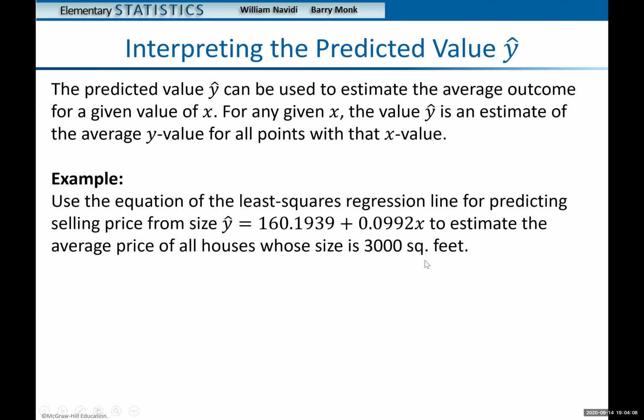So let's try this again using the same least squares regression line equation. Predict the selling price of a house whose size is 3,000 square feet. Do the same thing we did in the previous problem. This time, what is the predicted value with a size of 3,000 square feet? Let me know when you have an answer.